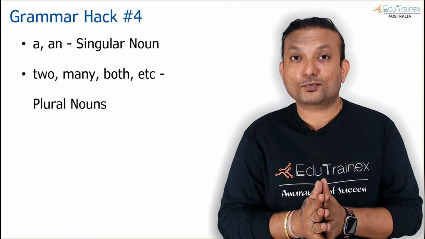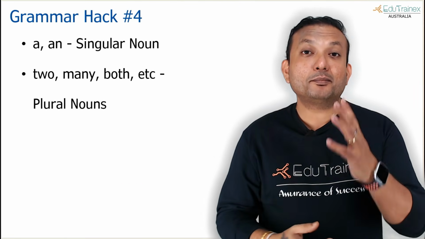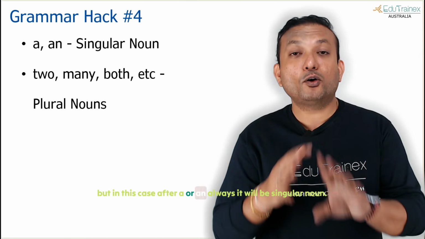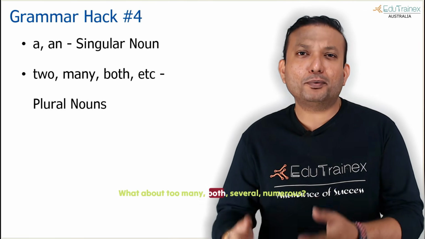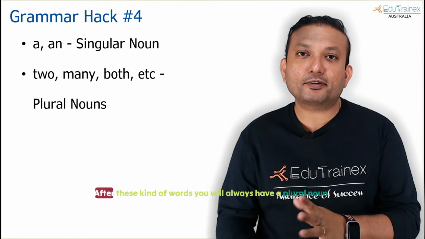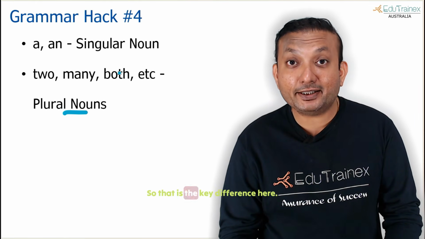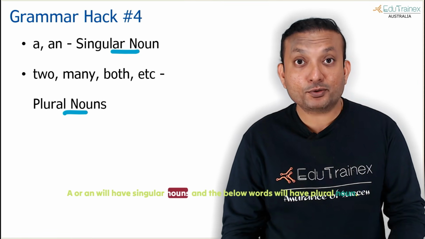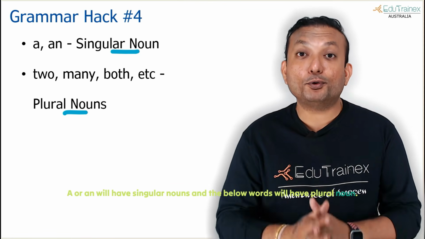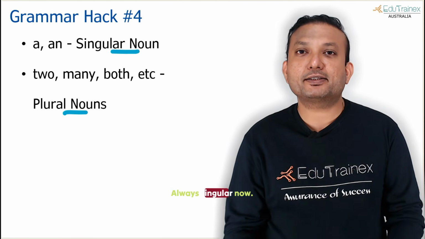The is not called an indefinite article. That is called a definite article. So we are not talking about the. After the, there can be singular or plural nouns. But after a or an, it will always be a singular noun. What about two, many, both, several, numerous? After these kinds of words, you will always have a plural noun. So that is the key difference here. A or an will have singular nouns, and the below words will have plural nouns. After this, that, always a singular noun.